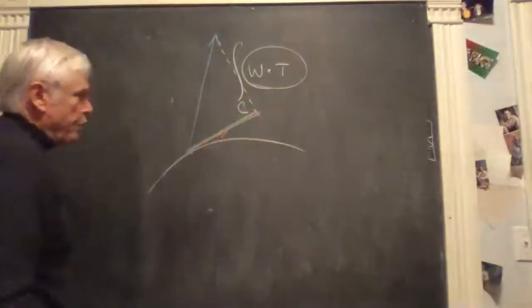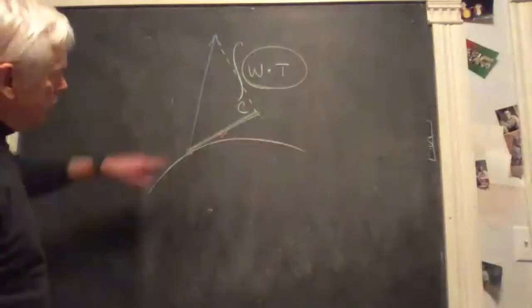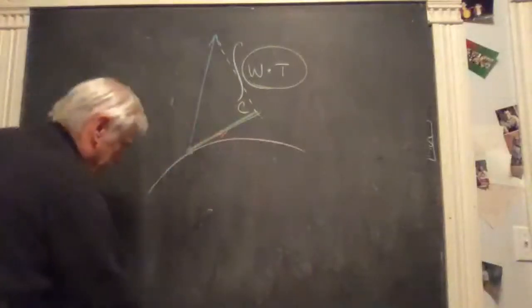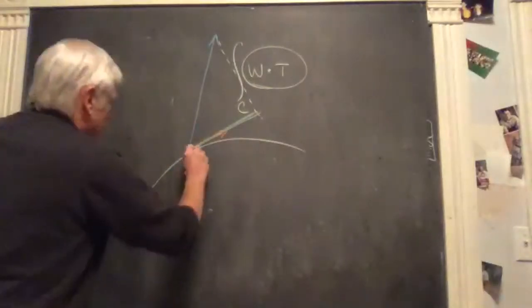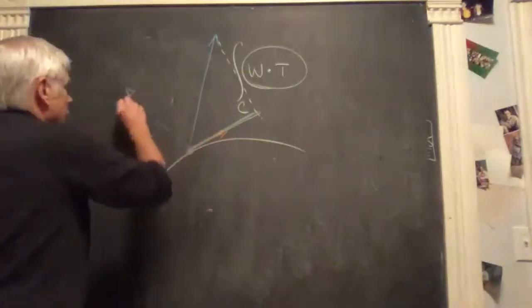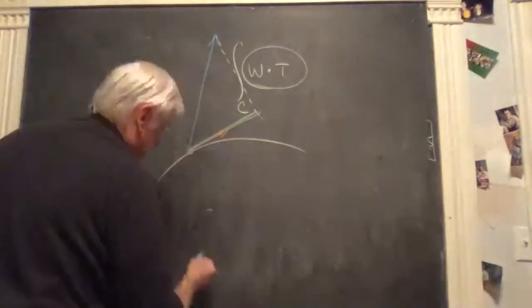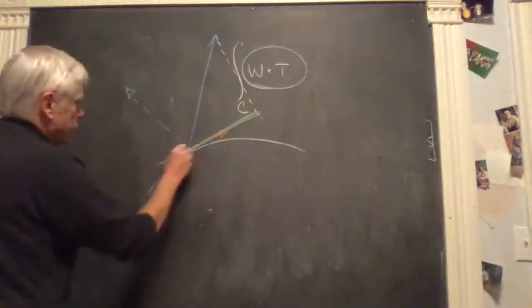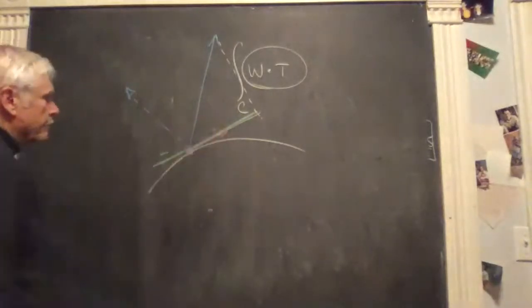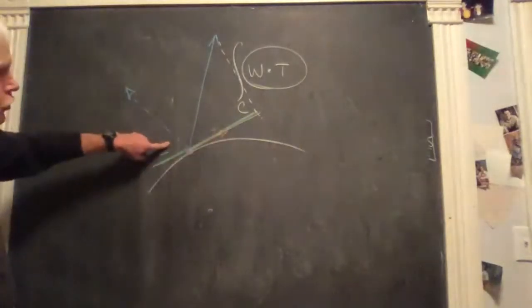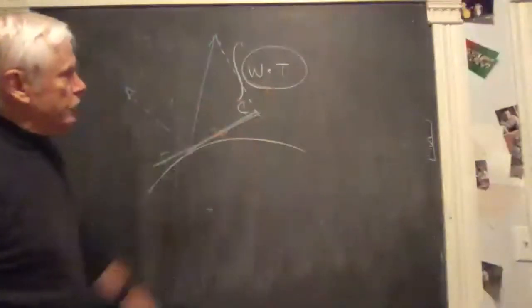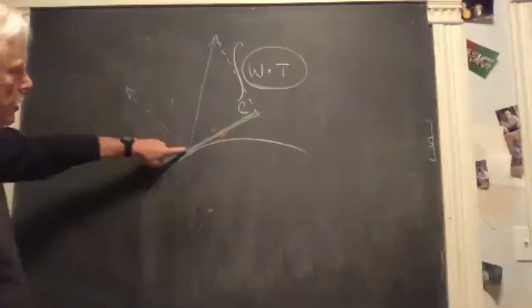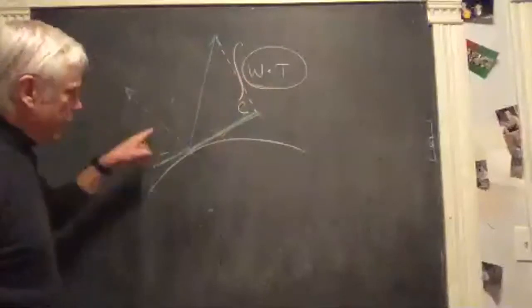And this length is positive. But if the blue vector had been out here, and you project it, then this length would have been negative. So the wind is with you when this dot product is positive, and the wind is against you when this dot product is negative.